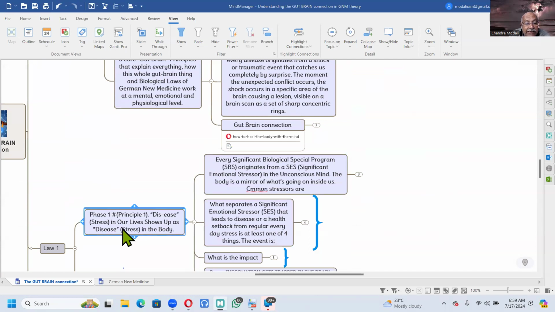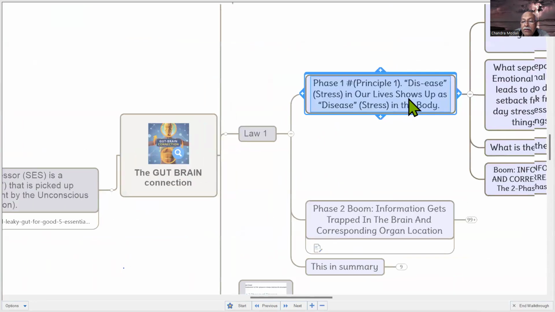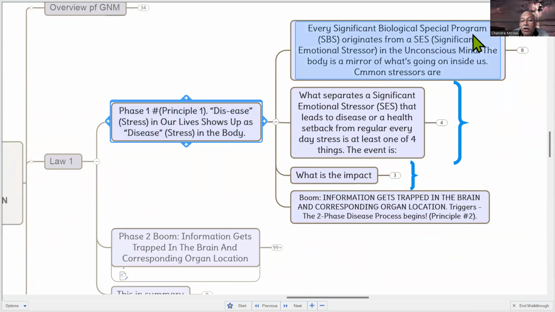In the first one, it says that suppose there is a disturbance, dis-ease, what is supposed to be happening? If there is a disturbance there, that disturbance is going to impact the biological program governing that particular process or sub-process. Every significant biological special program originates from a significant emotional stressor.